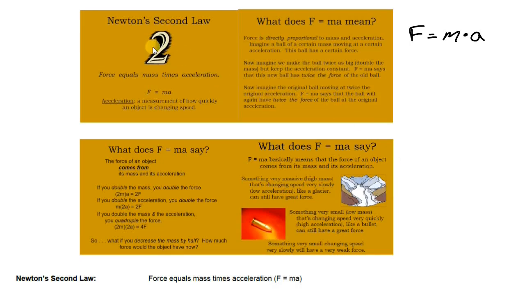Now we're going to be getting into Newton's second law. Newton's second law refers to the idea that force is equal to mass times acceleration, F = m times a, where the force is directly proportional to the mass and acceleration.